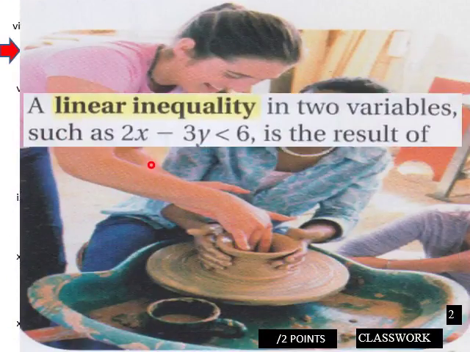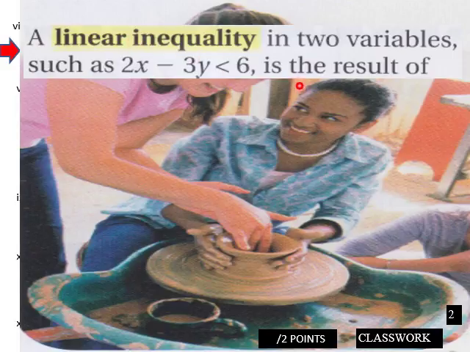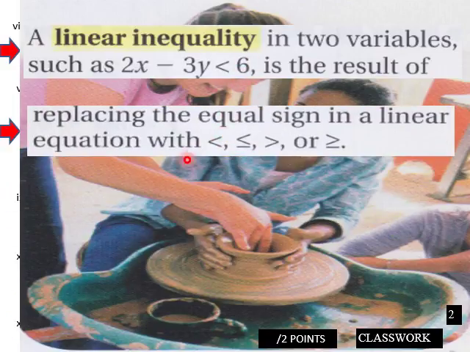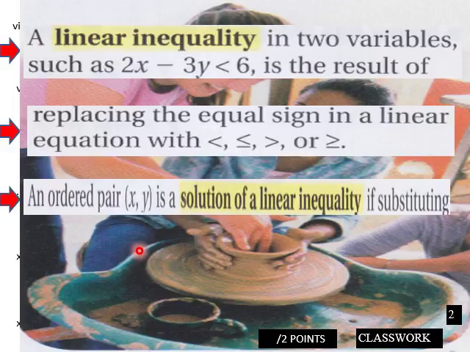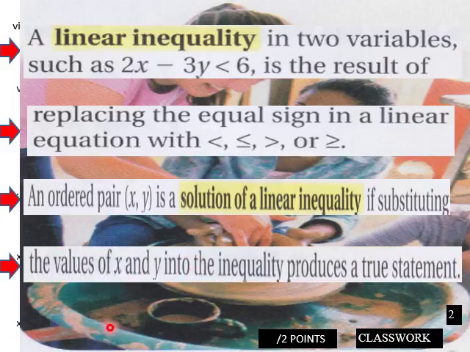Okay, so into slide number 2. A linear inequality in two variables such as 2x minus 3y is less than 6 is the result of replacing the equal sign in a linear equation with these inequality signs here: less than, less than or equal, greater than, greater than or equal. An ordered pair (x, y) is a solution of a linear inequality if substituting the values of x and y into the inequality produces a true statement.